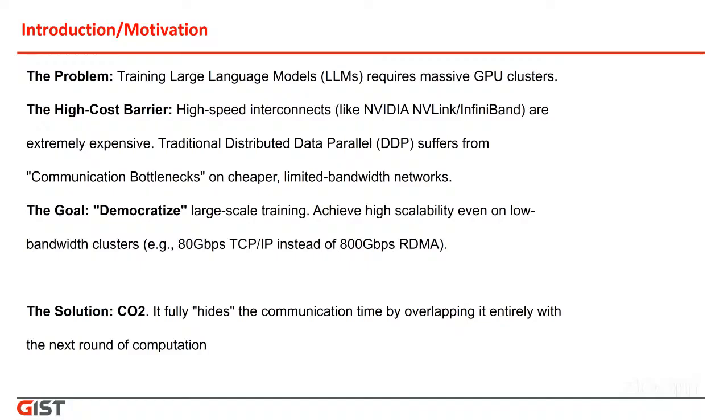So the goal of this paper is to democratize large scale training and achieve high scalability even on limited bandwidth clusters, just like the 80 GPUs TCP. So the solution they provide is CO2. It basically fully hides the communication behind the computation. Basically, it overlaps it entirely in the next round of computation.